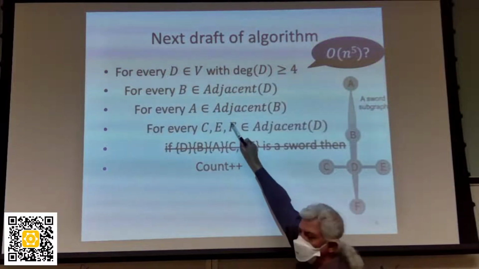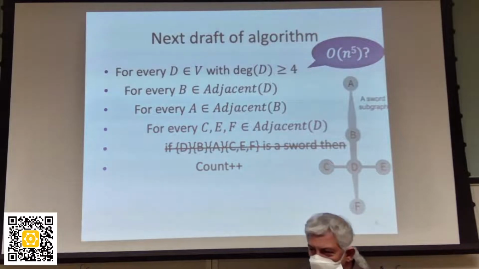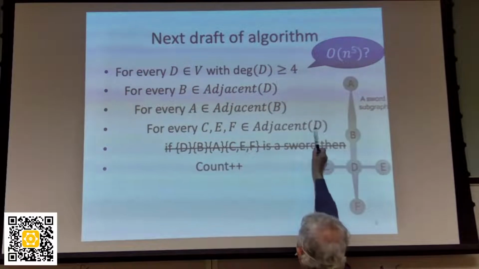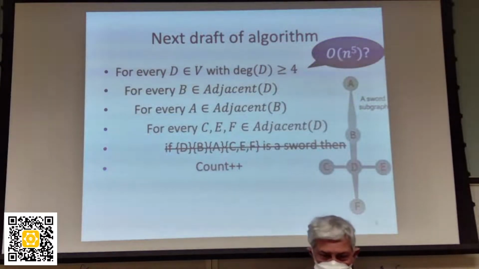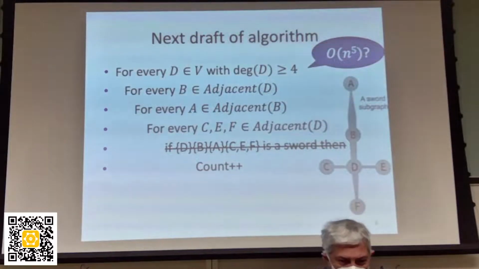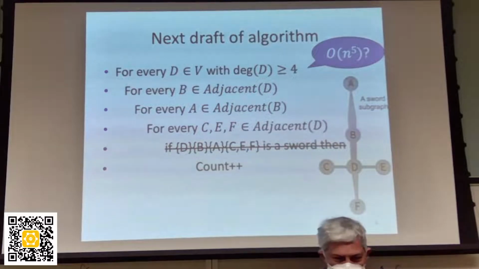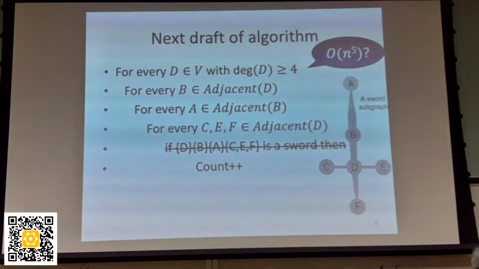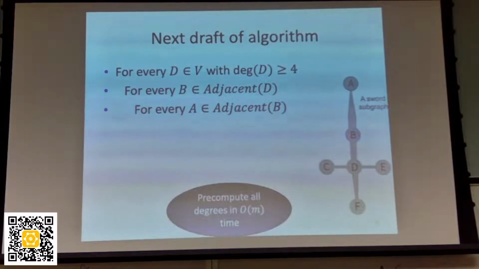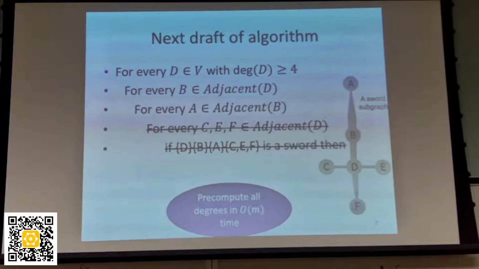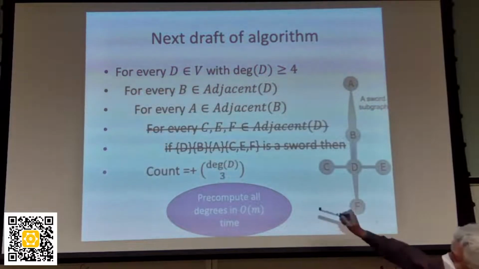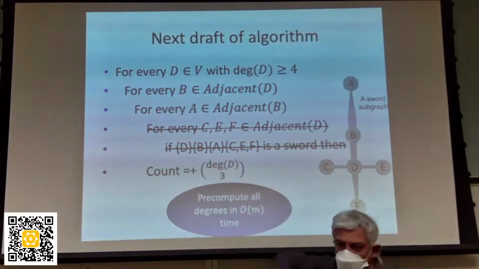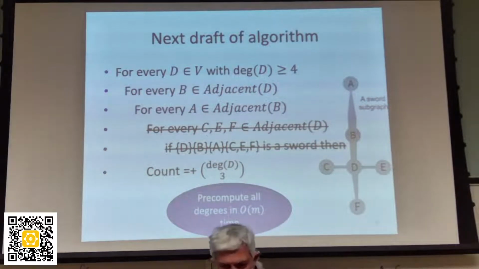Instead of trying every possible triple of neighbors, if this vertex D has 7 neighbors, I don't care which 3 I pick, it's going to work out for me, right? So why don't I just count? And how do I count? It's exactly what he just said. Instead of doing this combination, I'll just look at the degree of D and see how I can pick 3 vertices from that set.